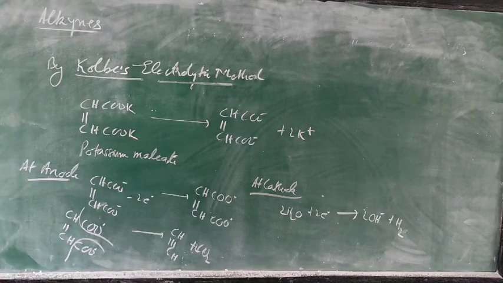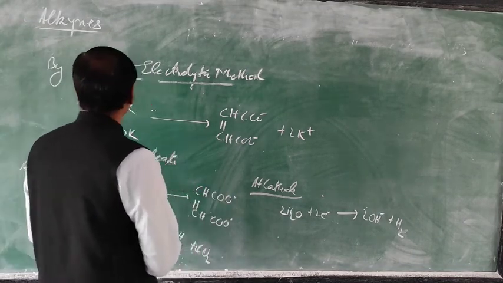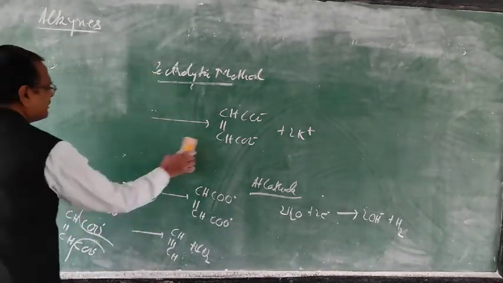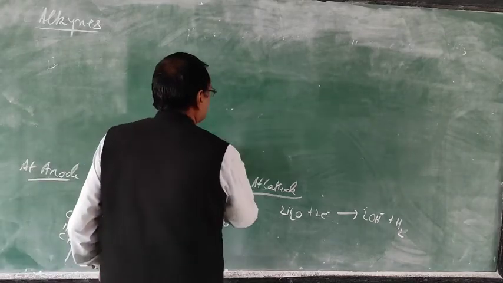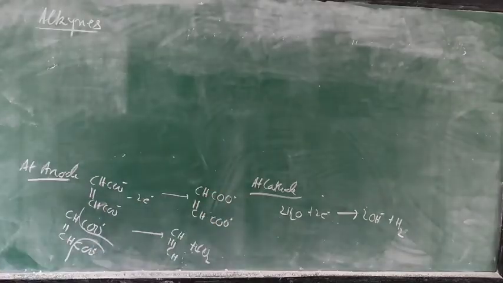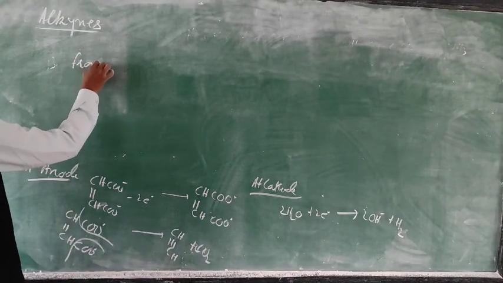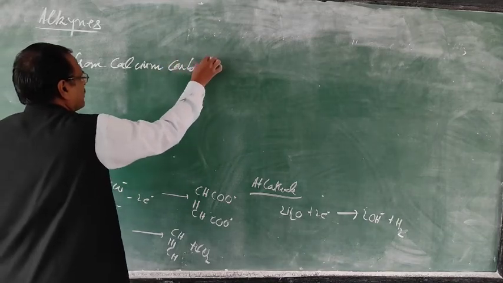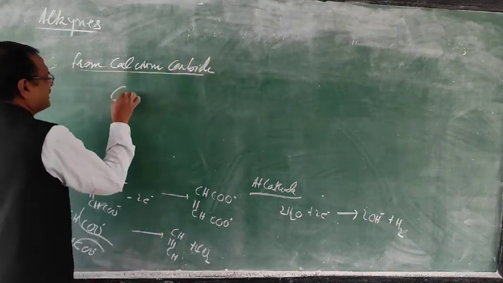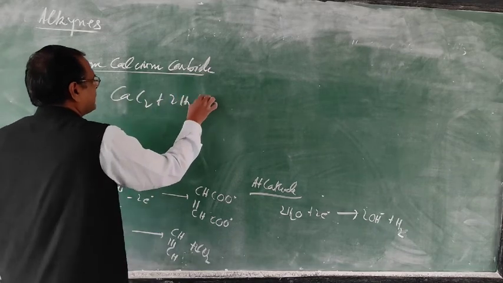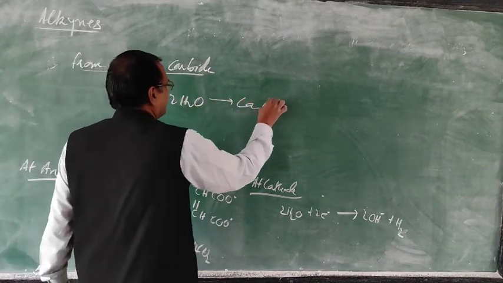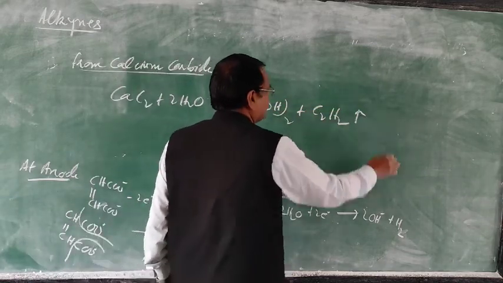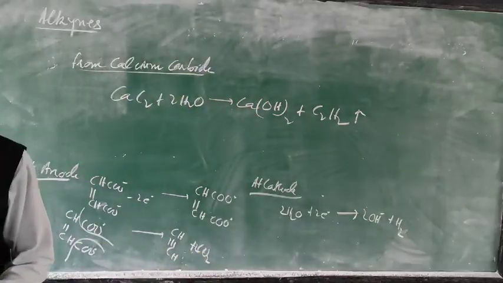Now last method, from calcium carbide. In class 10 you studied. So from calcium carbide you can prepare ethyne. This calcium carbide, when reacted with water, will form calcium hydroxide and acetylene gas. So by this way you can get the acetylene gas.